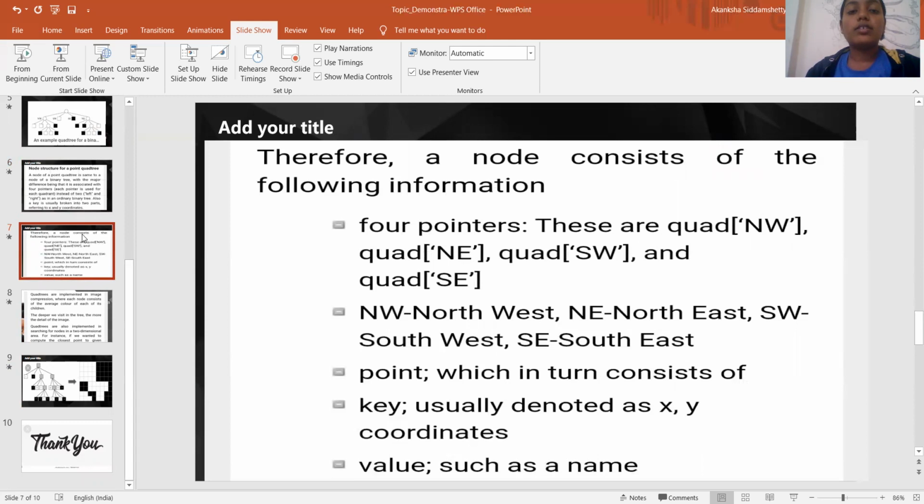Therefore, a node consists of the following information. There are four pointers in this quadtree. These are NW quad, NE quad, SW quad, and SE quad: NW northwest, NE northeast, SW southwest, SE southeast. And a point, which in turn consists of a key, usually denoted as x, y, and the quadrants. Value is the same as the name.